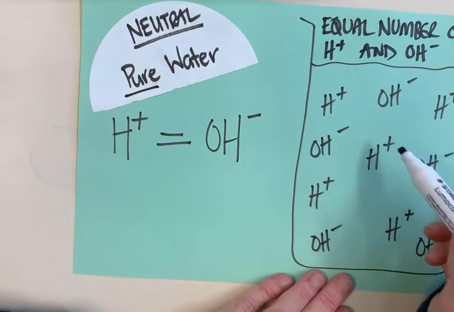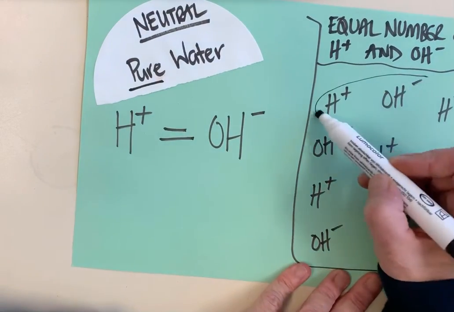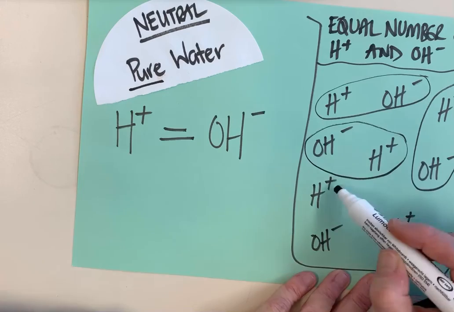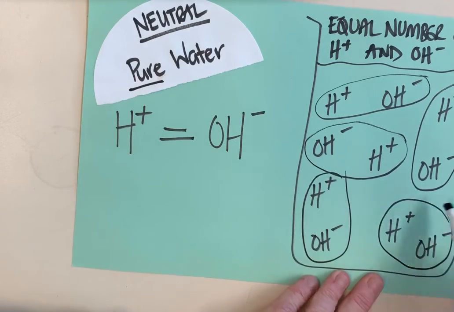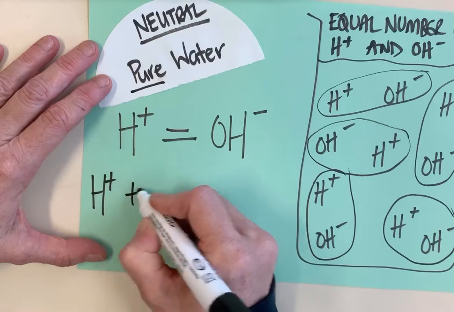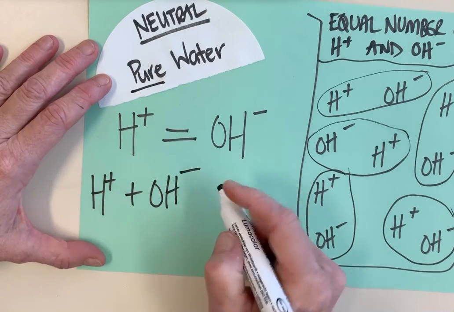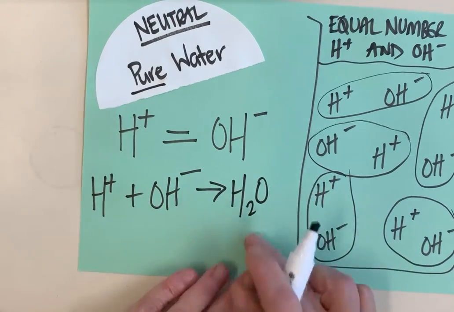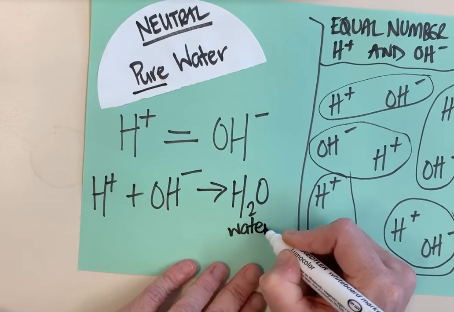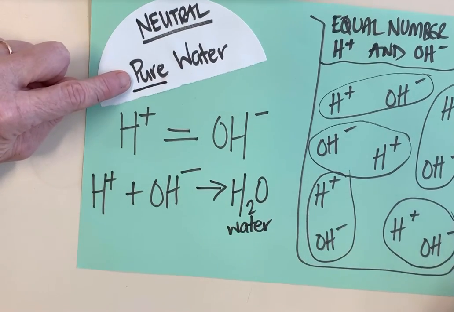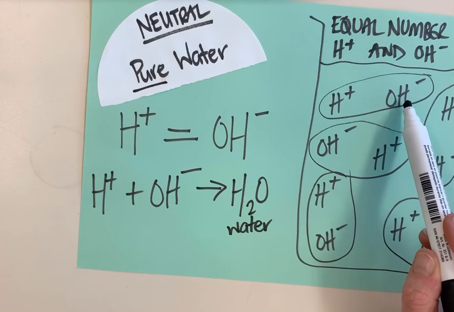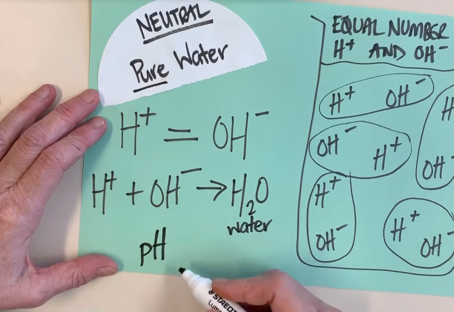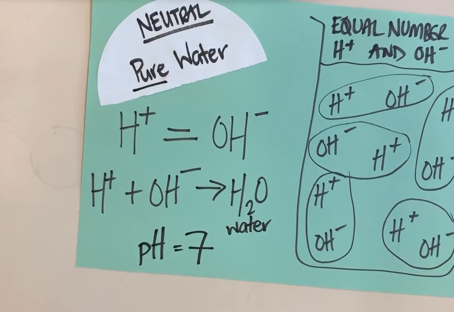Now if we look at this and we combine every hydrogen ion with a hydroxide ion, I'm not quite sure whether you can see what's happening here. If we take one hydrogen ion and we add it to a hydroxide ion, we get H2O, which is your pure water. So any neutral solution is pure water, because every hydrogen ion mixes with a hydroxide ion and makes a water molecule. And the pH of a neutral solution is exactly 7.